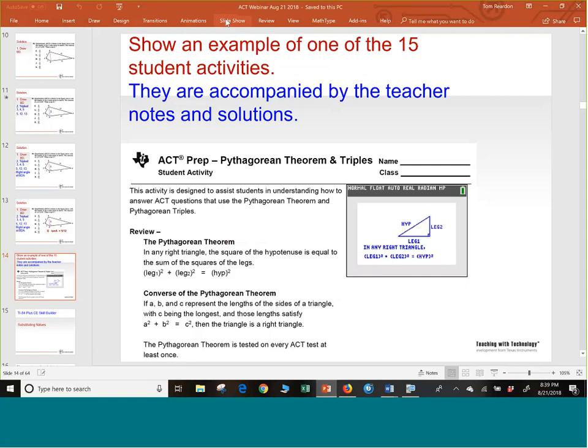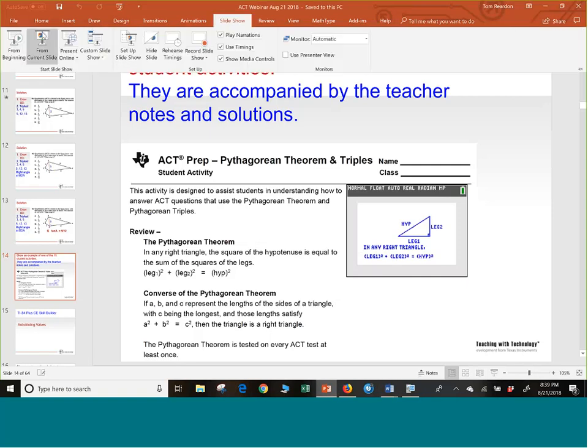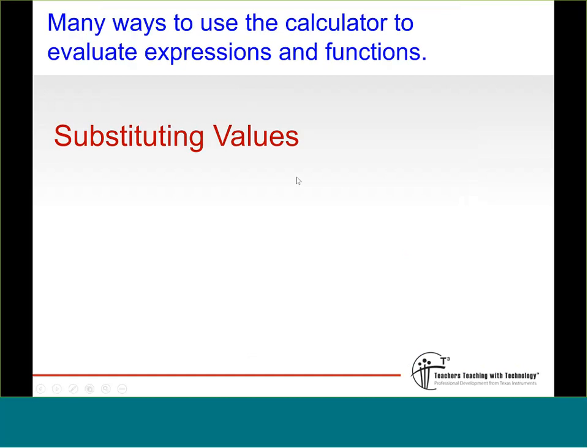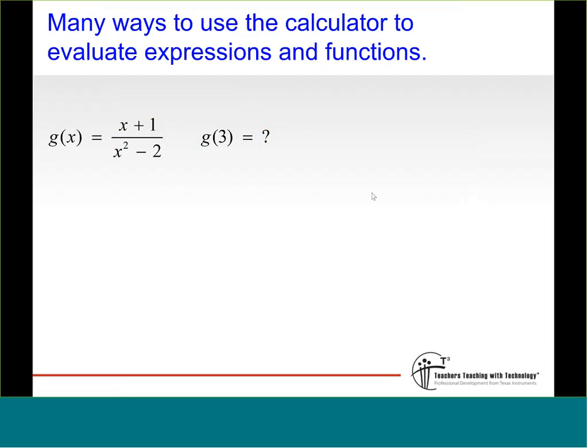All right, so back to the slideshow. Skill builders, substituting values. Jeff showed you a little bit on the Nspire, and I love the such that key. That is one of my favorite keys on the Nspire ever. So this one's substituting values using the 84 CE. I just created this one here. What if I had this rational function? I had to evaluate it at 3. What are all the different ways you could do this?